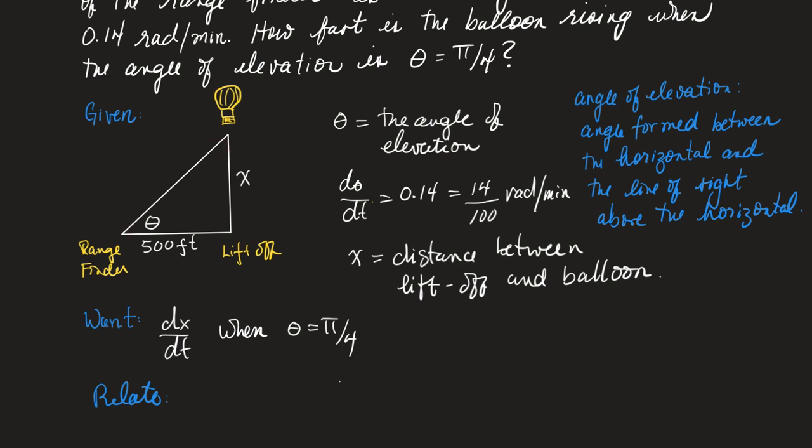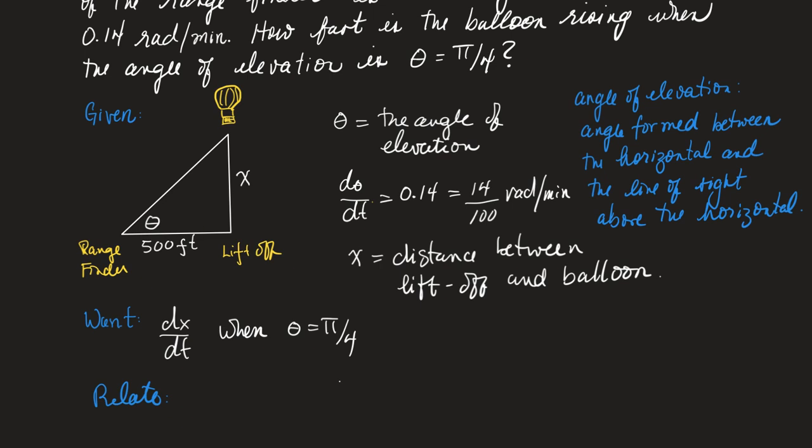So I do not want to use cosine. I don't want to use sine. The best thing to use in this situation is tan, because then I get opposite over adjacent. Now you could use cotangent, but that might not be the best choice, because then you're going to have 500 over x, which isn't as nice to differentiate as x over 500.